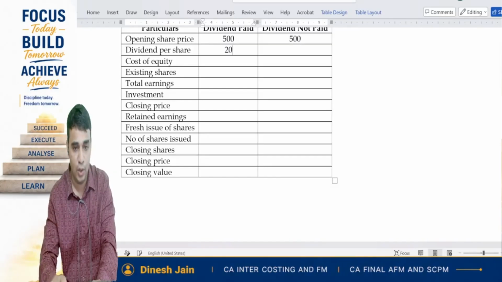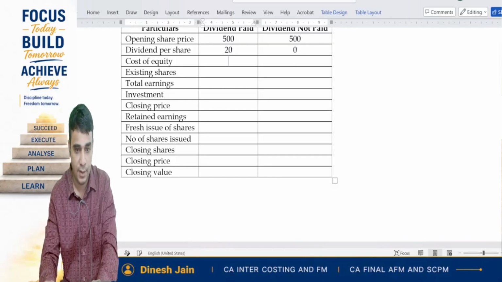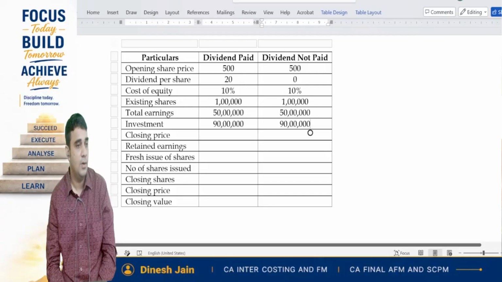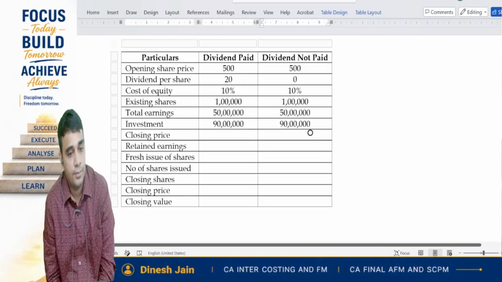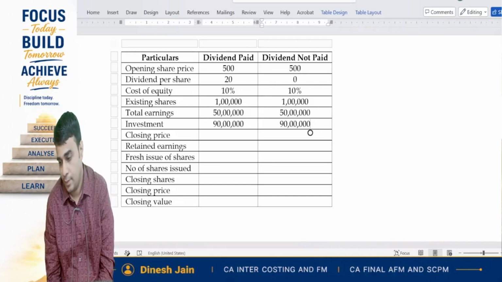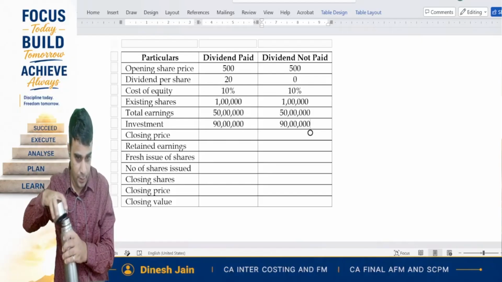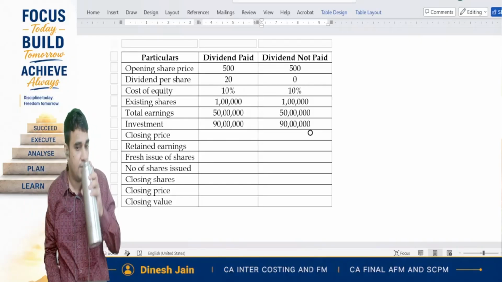Opening price 500, dividend 20, cost of equity 10%, 10%, 1 lakh shares, 50 lakh earnings, 90 lakh investment. Please fill this quickly. I'll wait for 4 minutes. If needed, I'll change the number. I don't see a need.